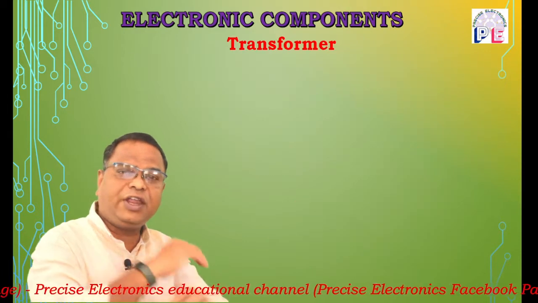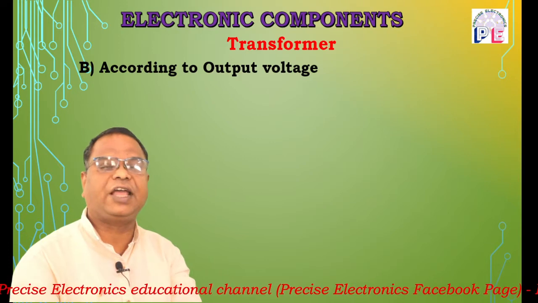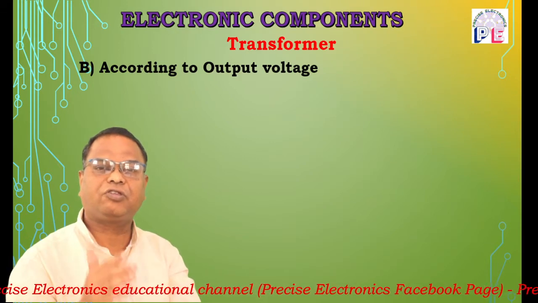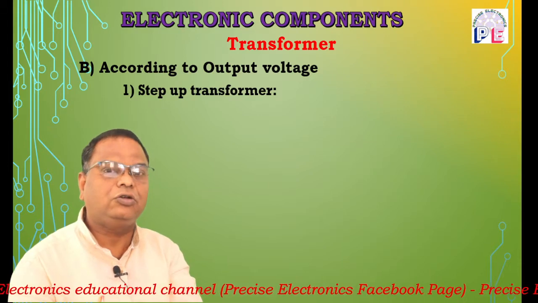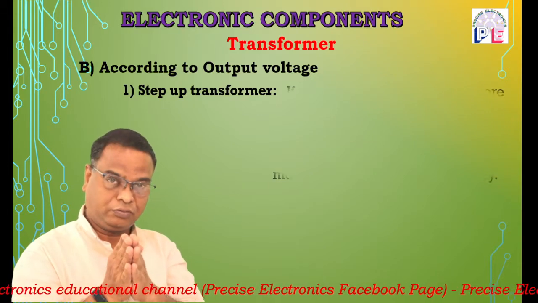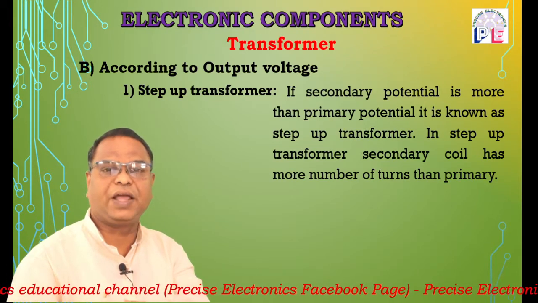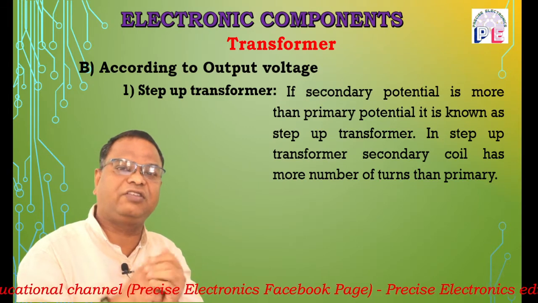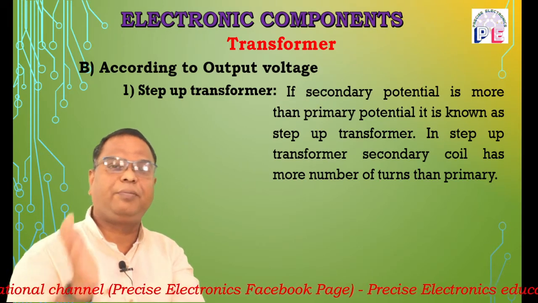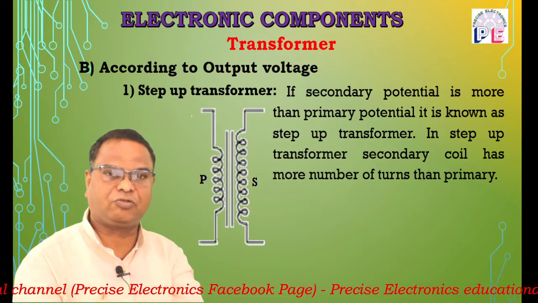Now friends, according to output voltages, the types of transformers are step-up transformer and step-down transformer. So what is a step-up transformer? In a step-up transformer, the output voltage is more than the primary potential. That means the voltage delivered by the secondary coil is greater than the voltage applied to the primary coil. This transformer is known as a step-up transformer.